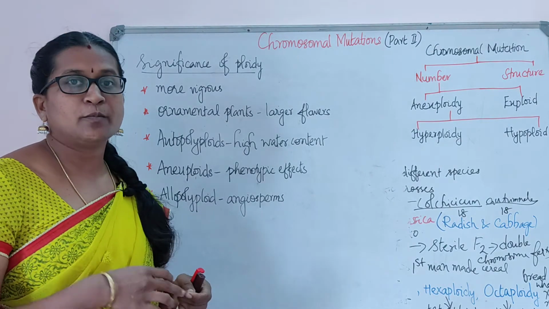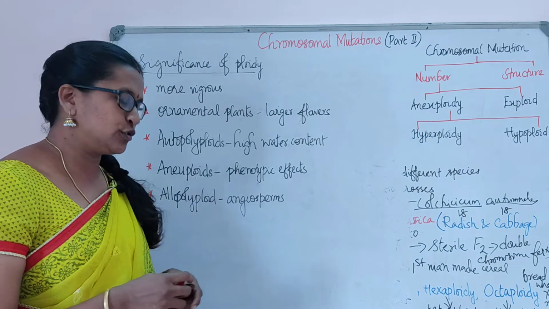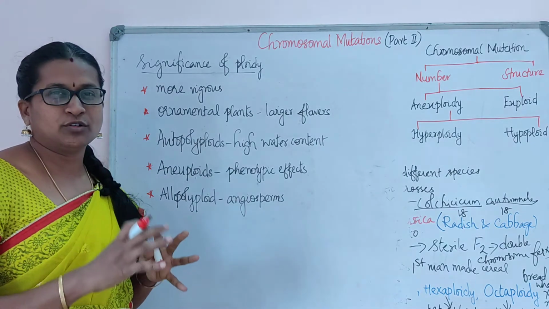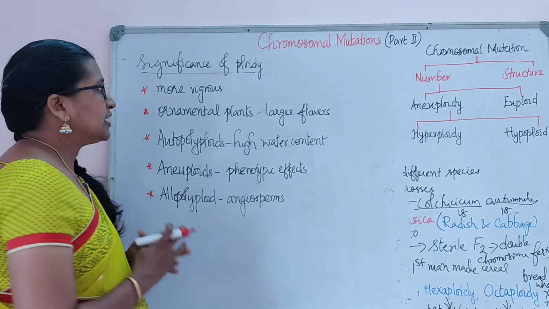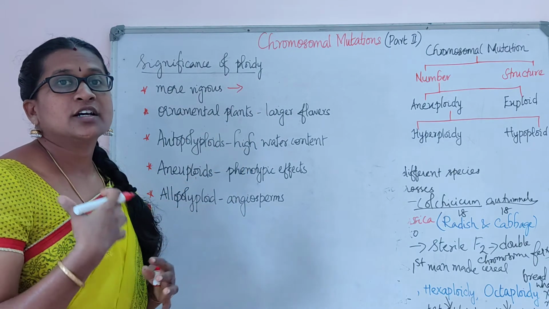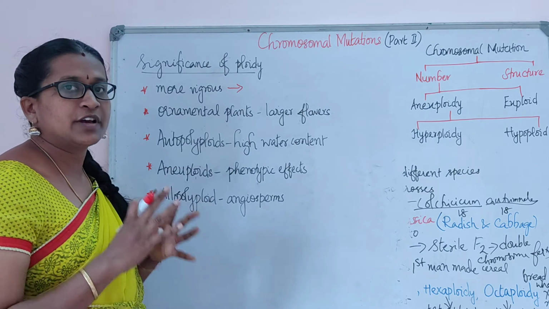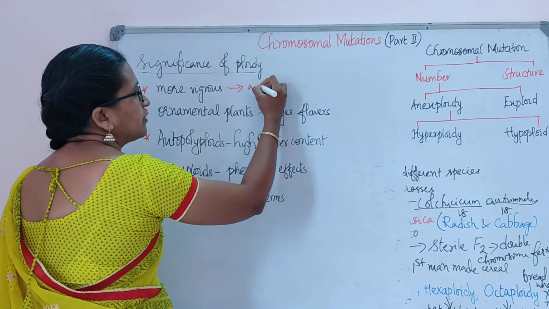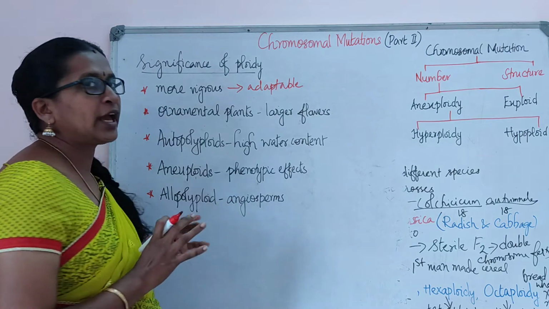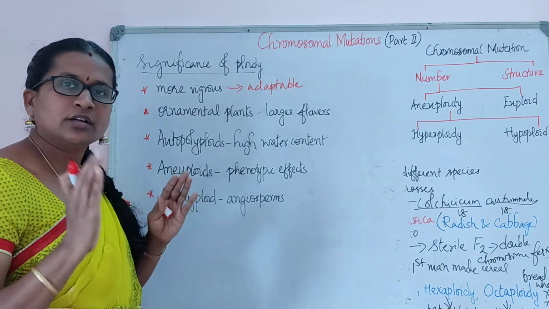Ploidy has many advantages, including that it helps in evolution also. The first thing is that polyploids are more vigorous when compared to normal diploid plants. What is meant by vigorous? They are very fast in reproduction, growth, and everything. So hence they are very adaptable and more vigorous when compared to the normal diploid condition.